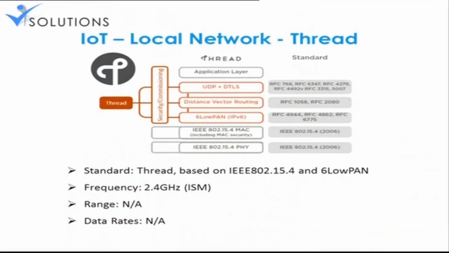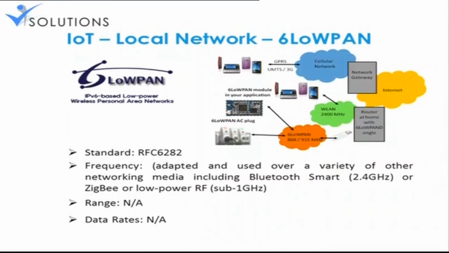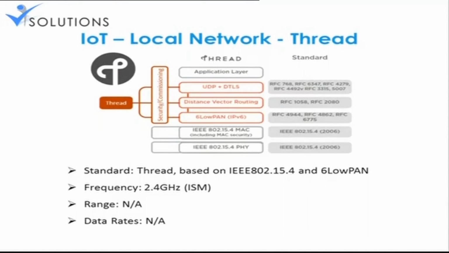Okay, coming to Thread. So actually speaking, same as your 6LoWPAN, Thread also has a few more features involved. You can see the range is not applicable and the data rate is not applicable, but the frequency is fixed at 2.4 GHz. So you can't change it. Actually, this is a little complex networking system, which involves IPv6, and 6LoWPAN is already used internally.